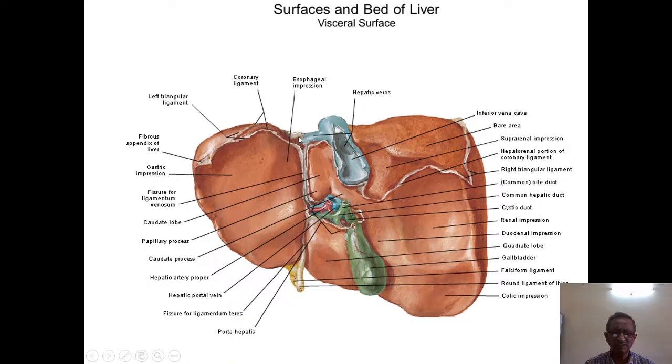And then of course you are seeing the caudate lobe, then you are seeing the quadrate lobe, and by the side of the quadrate lobe you are seeing the gallbladder, and of course at the base of the gallbladder you are seeing the inferior vena cava here in relation, in between the almost superior and posterior surfaces. Then you are seeing the fissure for the ligamentum venosum, and this is the fissure for ligamentum teres, and then this is the falciform ligament present here.